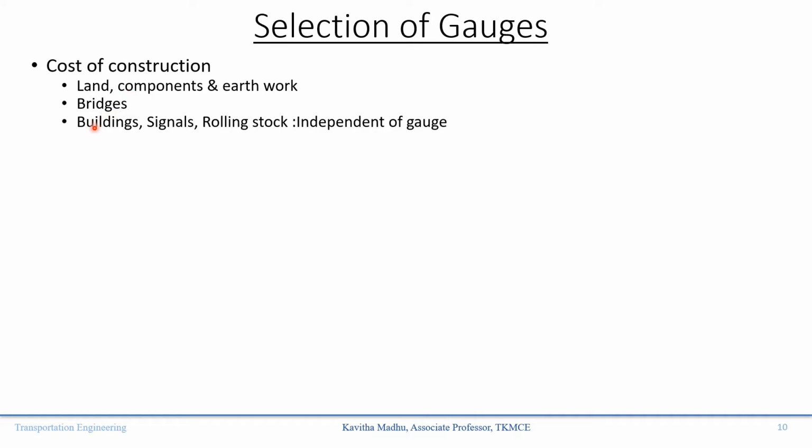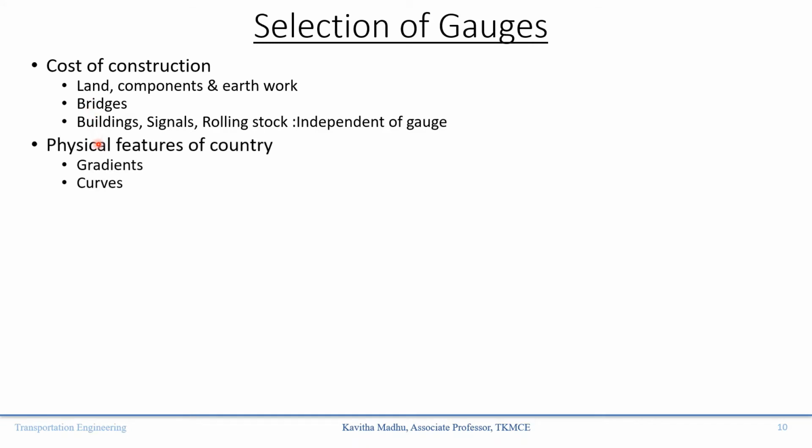Whereas if you consider the railway station or station building, the platform, the signal system or other facilities to be provided, or the rolling stock, all these are independent of the gauge. So mainly the cost increases with these two components. One is the land and other construction materials. Then also the bridges, channels and culverts that are provided. So for wider gauge, the cost of construction increases.